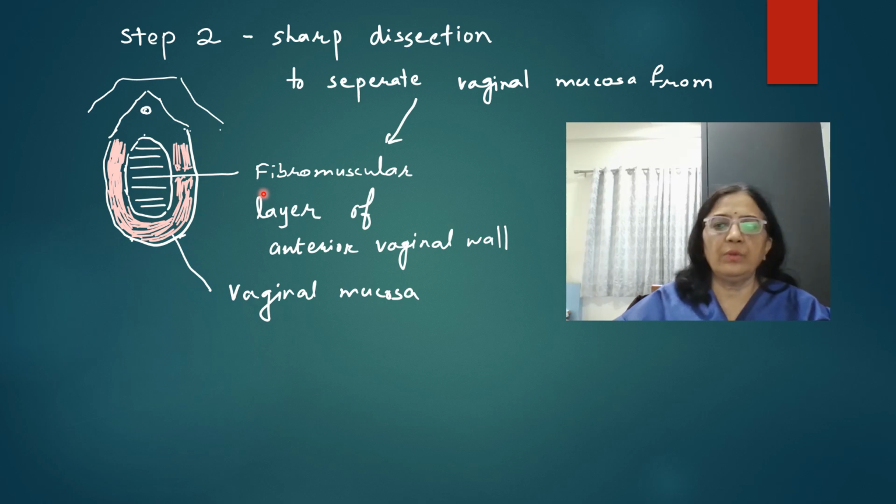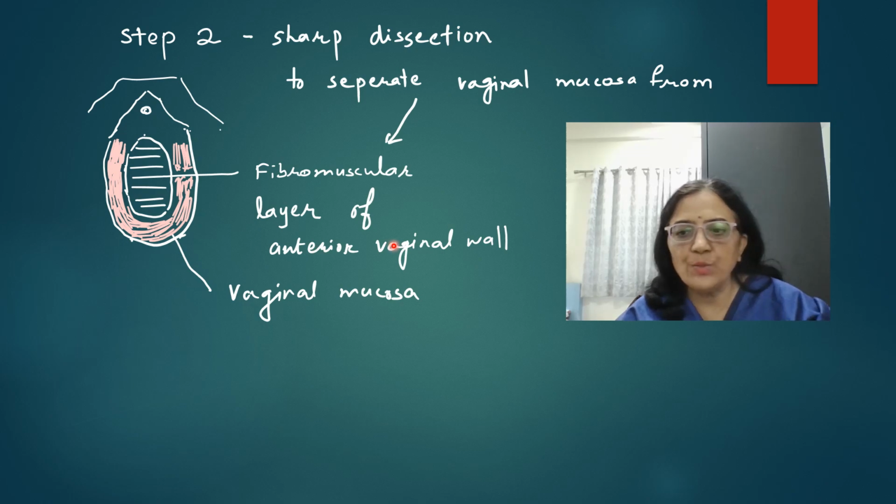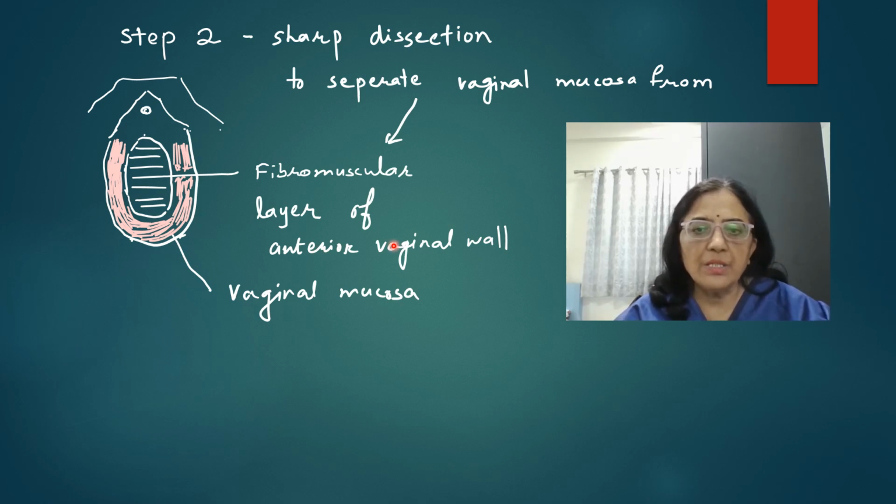Now here I want to mention that in the last class only we have seen that vaginal fascia is now called as fibromuscular layer. That is the change of terminology. So previously we used to call it as vaginal fascia. Now it is called as fibromuscular layer of anterior vaginal wall as well as posterior vaginal wall, because it contains not only fibrous tissue but some of the muscle tissue is also present. So this is the separation of this vaginal epithelium from underlying fibromuscular layer of the anterior vaginal wall.